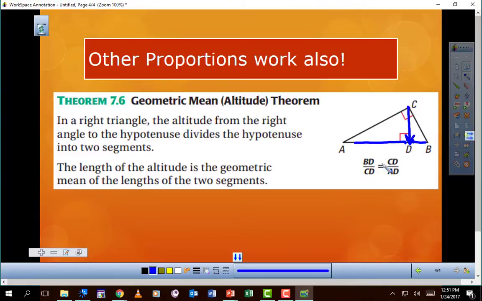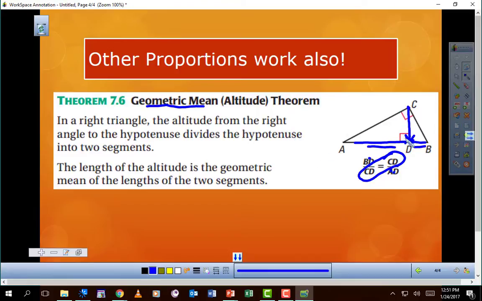Well, you can set up a proportion where the altitude is in these spots. You see that? They're on the diagonal. And then the two smaller pieces go here or here. It doesn't matter which way you do it. The two smaller pieces, this one and this one, go here and here. When you set up a proportion that way, it's called the geometric mean. I have to admit, I don't really care to use this one that much. I try to use the other one. But this is another proportion you can use, and it does work.